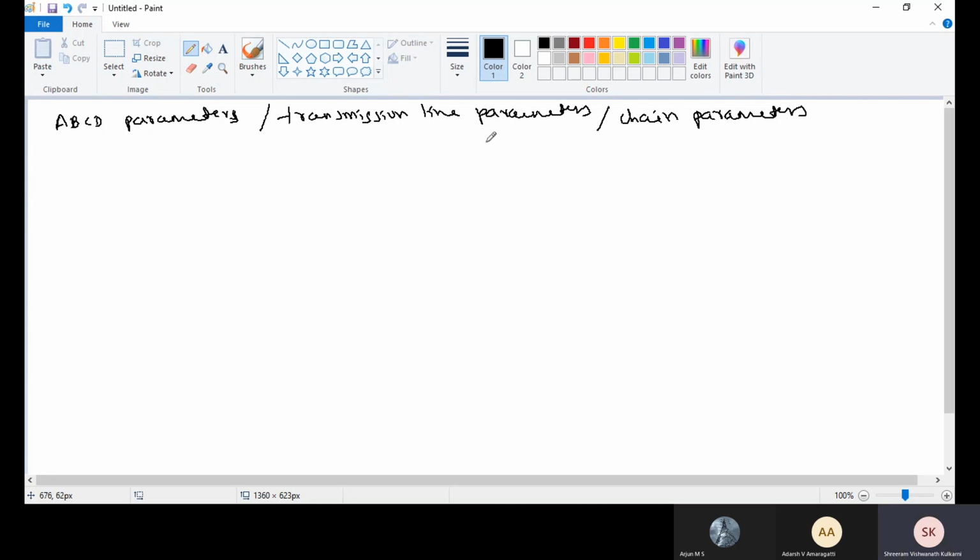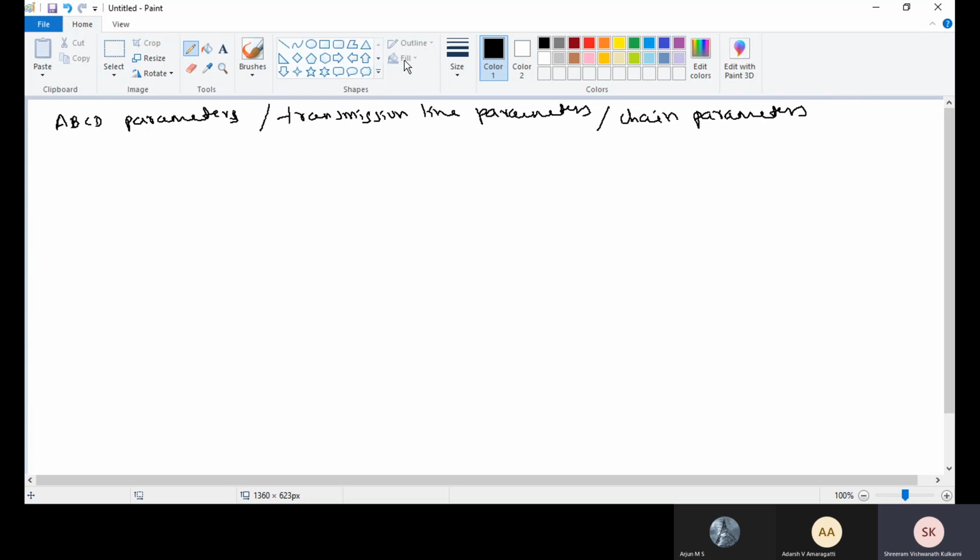use these parameters in the analysis of power transmission lines, so we are calling it transmission line parameters. Then why chain parameters? Whenever two or more networks are connected in cascade, we are going to use these ABCD parameters in the analysis of that type of cascaded networks. Okay, this is ABCD parameters, transmission parameters, chain parameters.